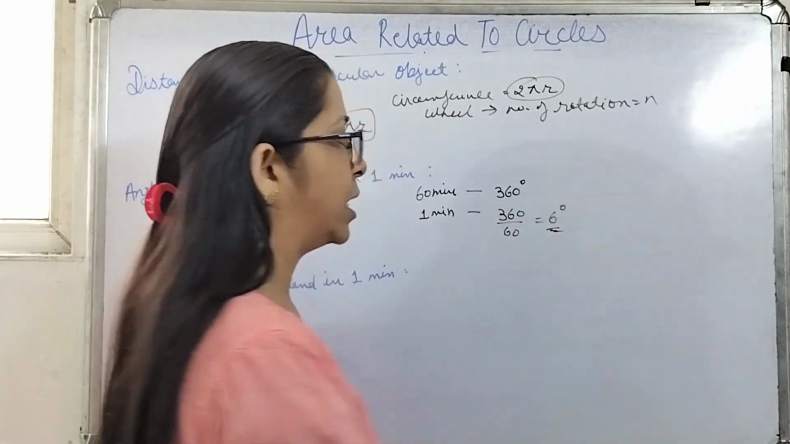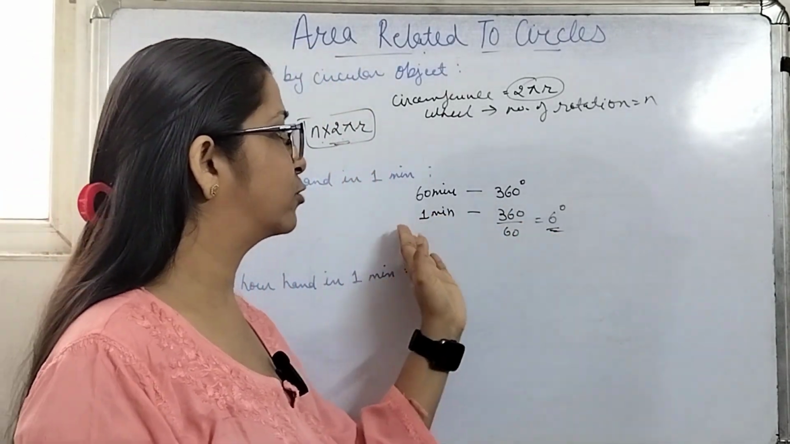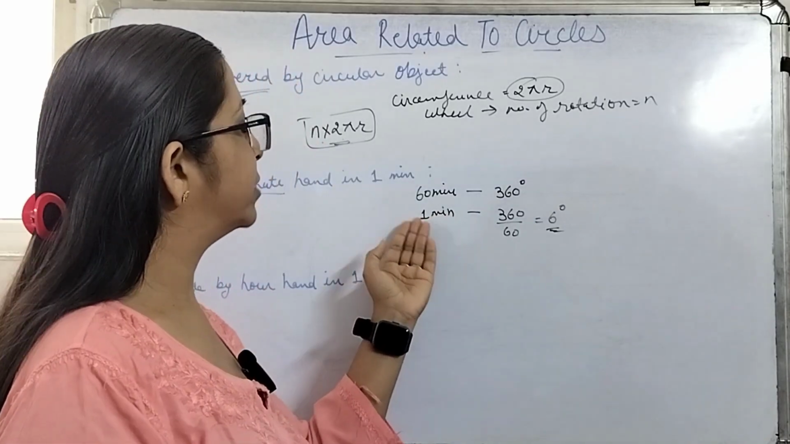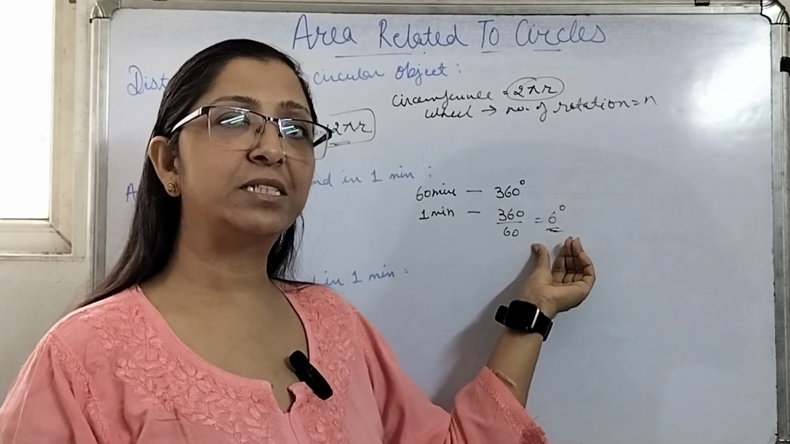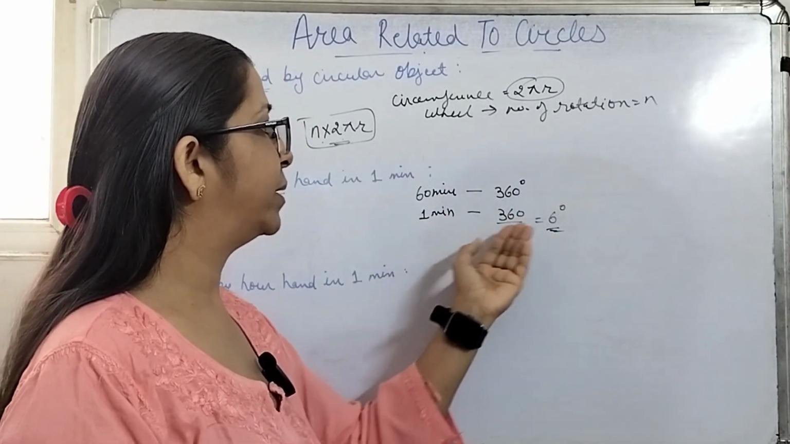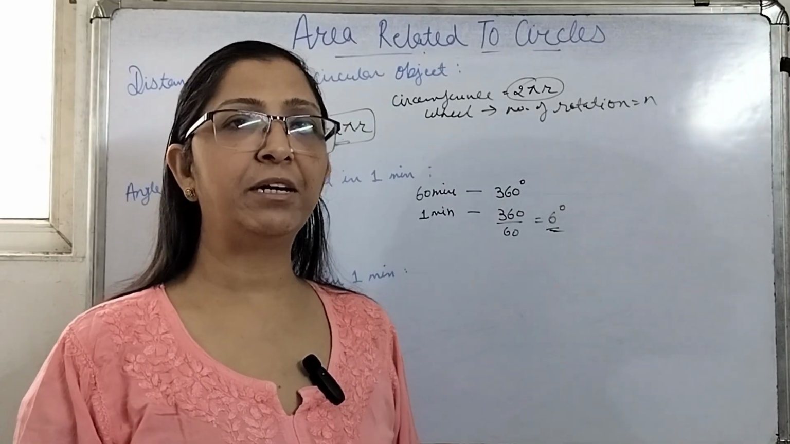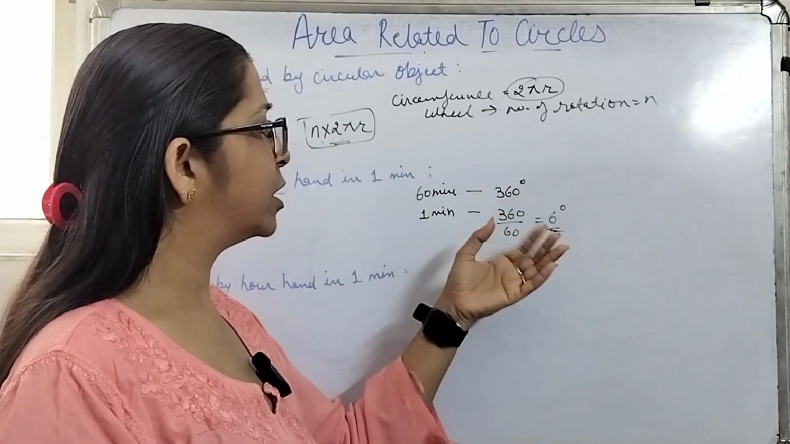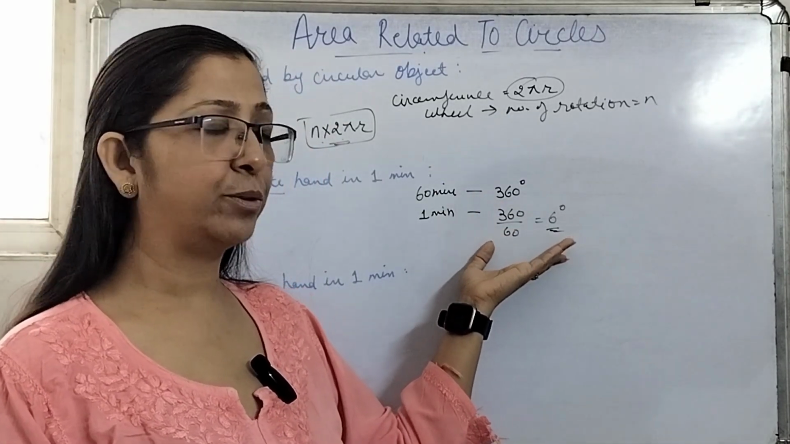These types of questions are asked. It could be 5 minutes, it could be 8 minutes. If we know that in 1 minute it makes an angle of 6 degrees, then in 5 minutes it will make an angle of 6 multiplied by 5, that is 30 degrees. So this is how we can solve some questions related to it.